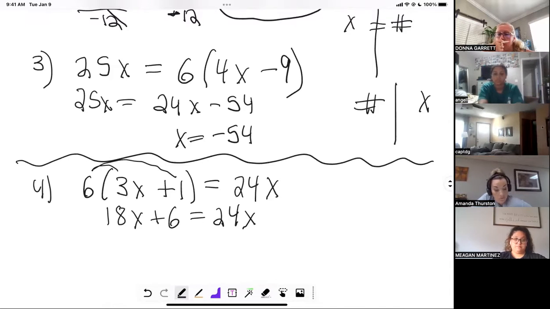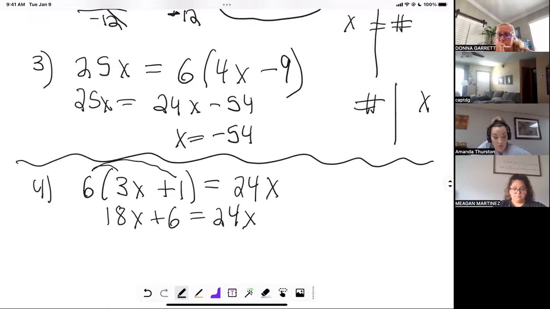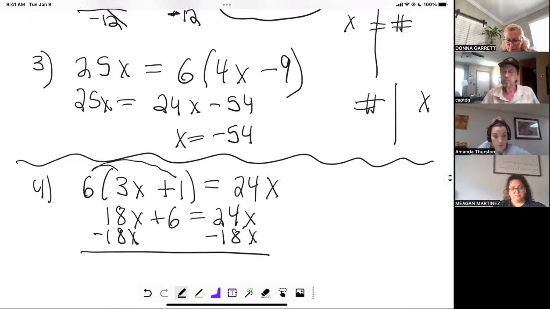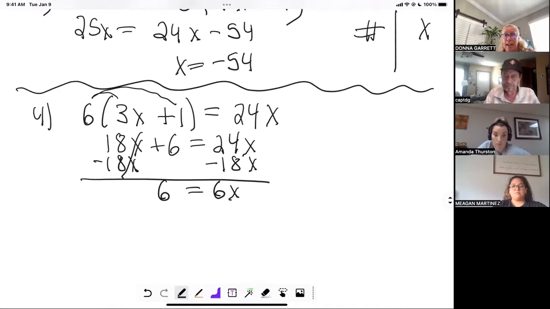Now, what did you do from here, Amanda? What was your next step? Subtracted 18 from both sides. You got it. So 6 is equal to, if you subtract them, you get 6x. And then now, what'd you do? Divide 6 on both sides, because you want to get that 6 away from the x. So divide, x is equal to 1, or 1 is equal to x, whichever way you wrote it. That's it. You did it.